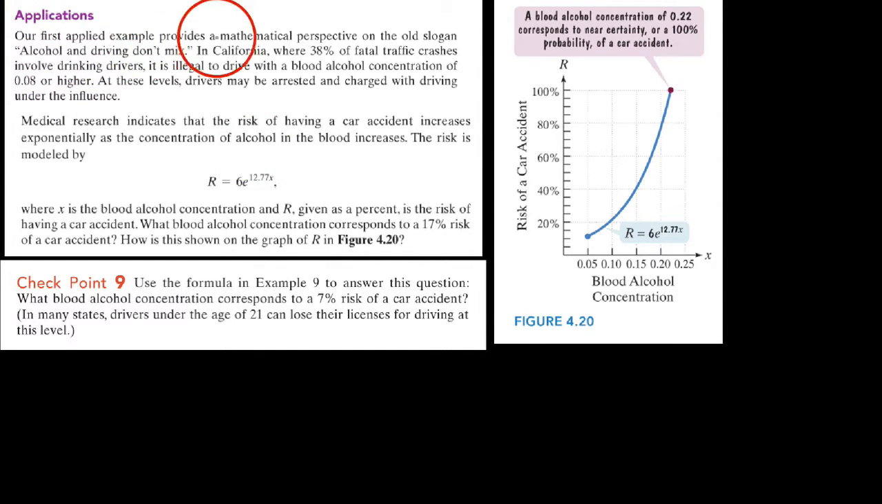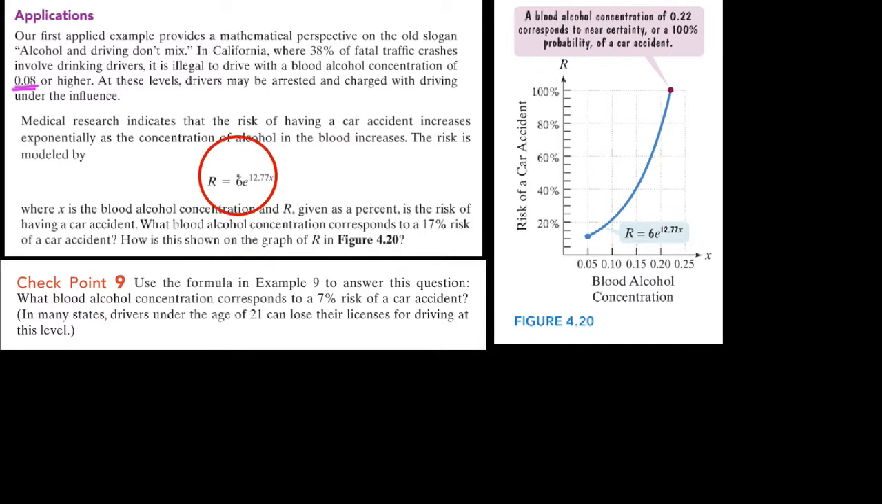Our first applied example provides a mathematical perspective on the old slogan, alcohol and driving don't mix. In California, 38% of fatal traffic crashes involve drinking drivers. It is illegal to drive with a blood alcohol concentration of 0.08 or higher, and this is a pretty prevalent number, ubiquitous. You find it in a lot of different states, but at these levels, drivers may be arrested and charged with driving under the influence.